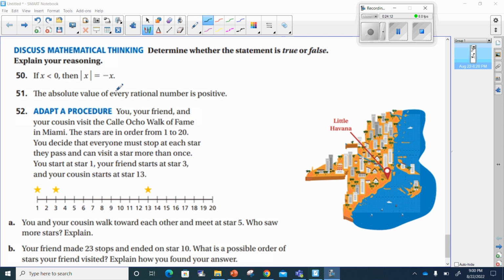And on the surface, you would instantly think, yeah, of course, because I can take any number and turn it into a positive number. But let's not forget the one number on the number line you can't do that to. And that is 0. You can take any of these numbers over here, any of these numbers over here, and it will be a positive number. But 0 is always 0. So number 51 is false.